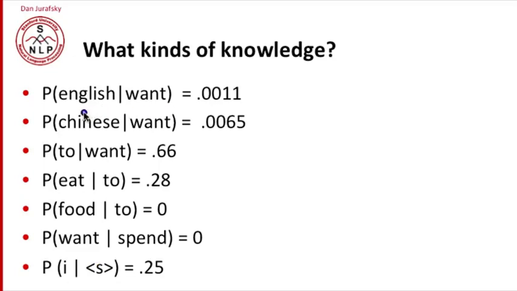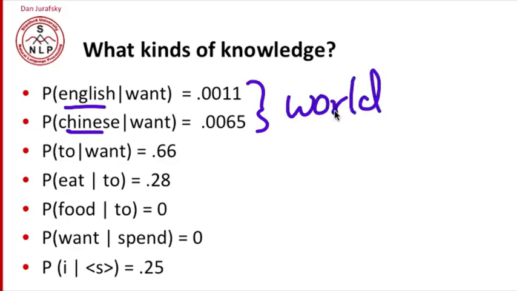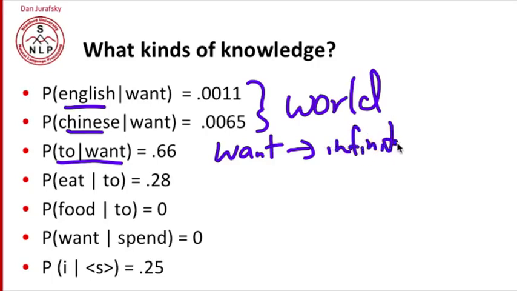Why, for example, is the probability of English given want lower than the probability of Chinese given want? Well, probably that's because Chinese food is more popular and more people are going to ask about it, and so wanting Chinese is more likely than wanting English. So that's a fact about the world. It's a fact about cuisines, not so much a fact about English. What about the probability of to given want being so high? Now that's a fact about grammar. That's a fact that the verb want in English requires an infinitive after it. So want has infinitives, and that's a grammatical fact.